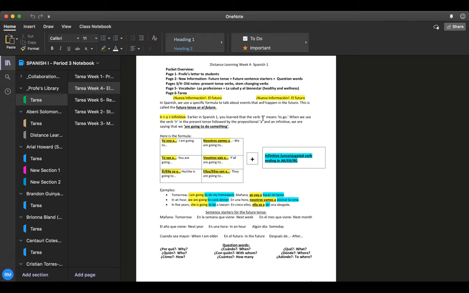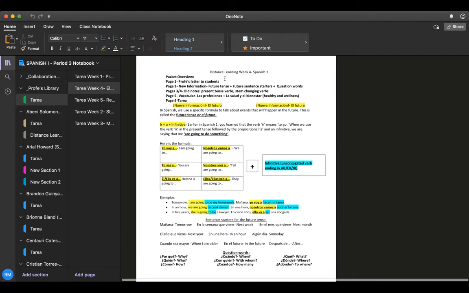Okay, so right at the top here of page 2 in your distance learning week 4 Spanish 1 packet, you will see that we have some new information. Nueva información, el futuro, right here. All right, you can see that it says in Spanish we use a specific formula to talk about events that will happen in the future. This is called future tense.